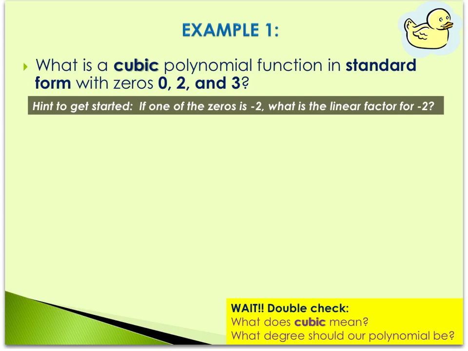So here you're going to work backwards. You're going to go from your zeros 0, 2, and 3 to your cubic function in standard form. Now the only hint I'll give you is that if 0 is a 0, then that means I started out with x minus 0 as a linear factor, which simplifies to x.